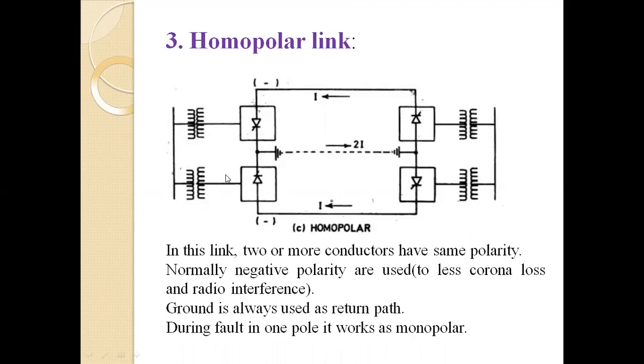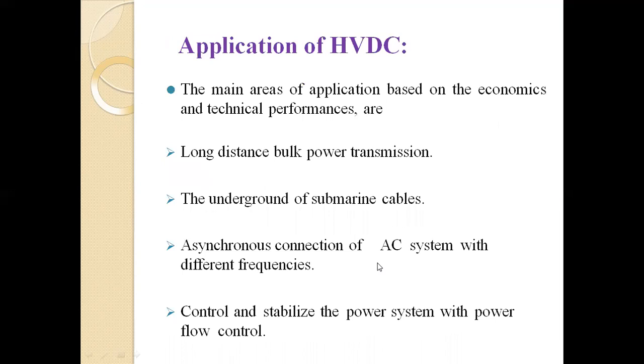Here the ground is always used as a return path. So we can always use the ground as a return path. During a fault in one pole, it works as a monopolar. If a fault occurs in any one conductor, then we can use the second conductor as a monopolar.